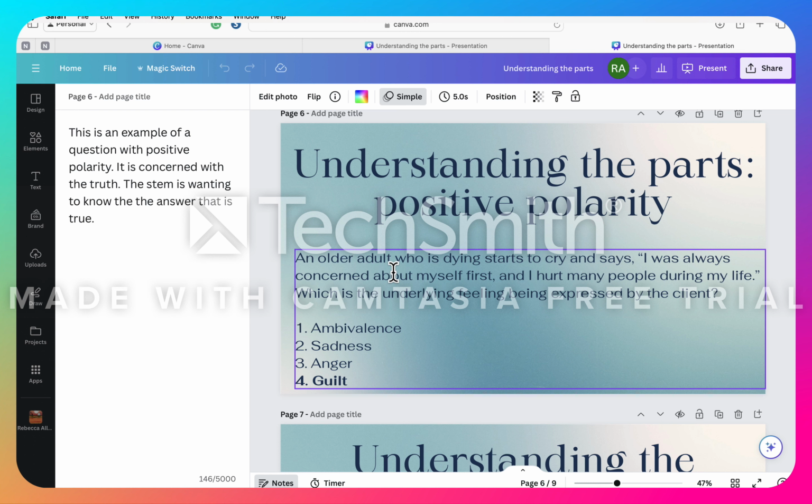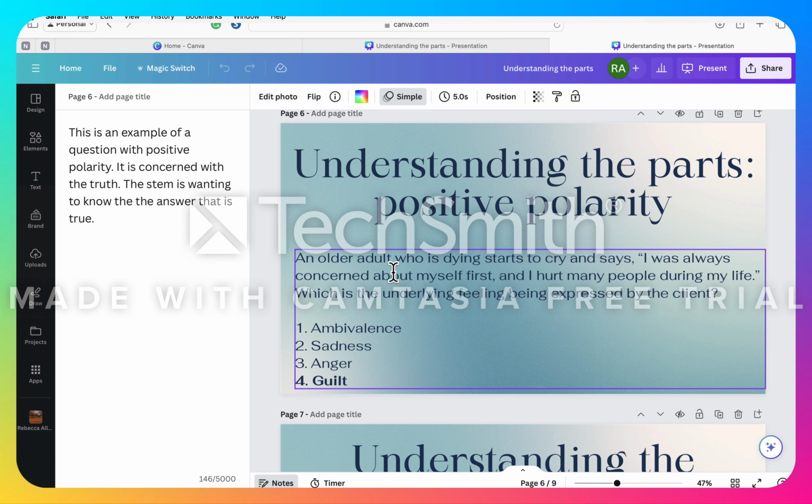An older adult who is dying starts to cry and says, I was always concerned about myself first, and I hurt many people during my life. Which is the underlying feeling being expressed by the client? This is a positive polarity question, and I'll show you on the next slide how to differentiate that from a negative. It is looking for which one of these is true. Are they ambivalent, sad, angry, or guilty?